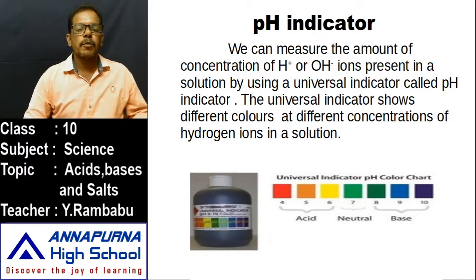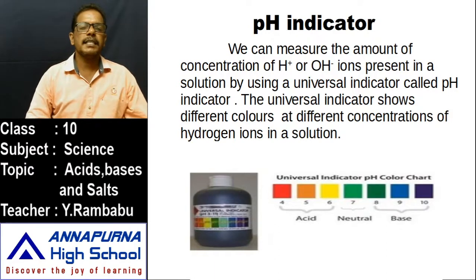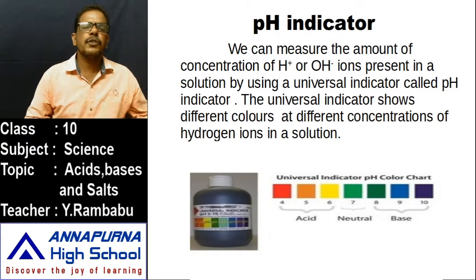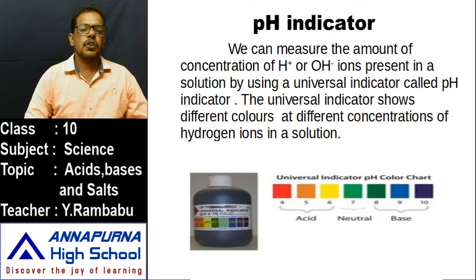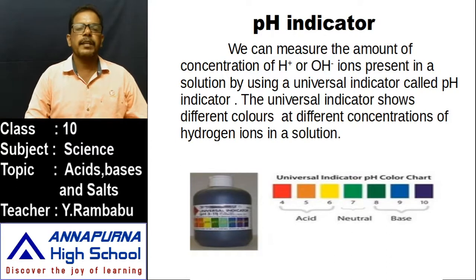Already we have learnt about some indicators: litmus paper, methyl orange, phenolphthalein. These are indicators. What about these indicators? These indicators are used to test whether a substance is an acid or a base. But these indicators are not used to express the strength of an acid or the strength of a base. That means, is it a strong acid or weak acid, strong base or weak base? We can't express that by using these acid-base indicators: litmus, methyl orange and phenolphthalein.